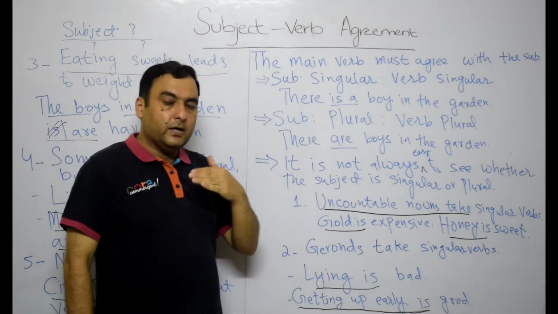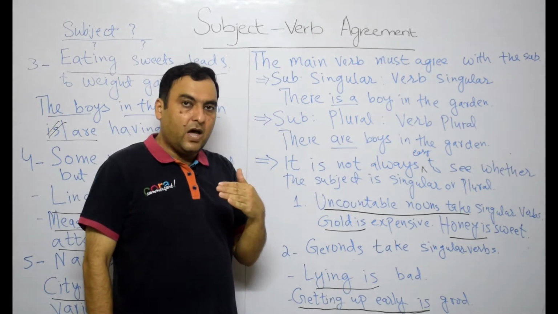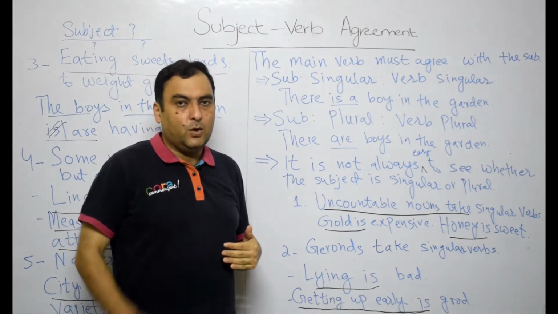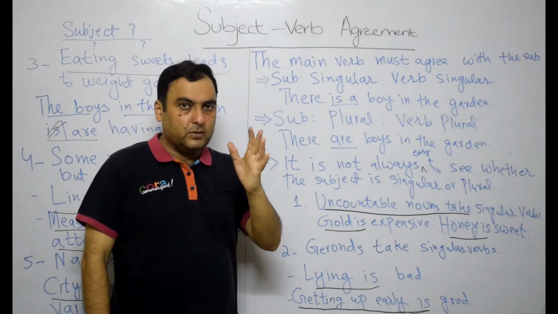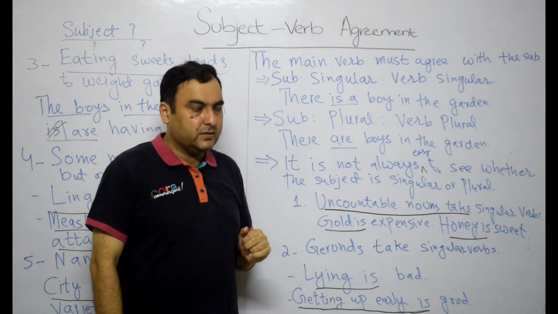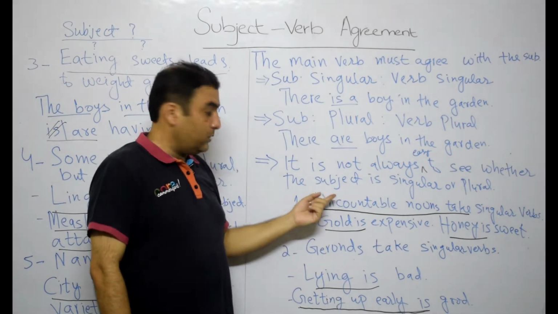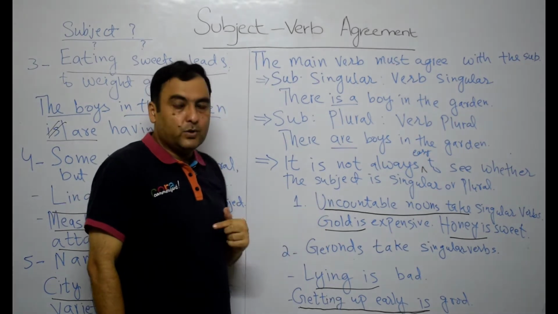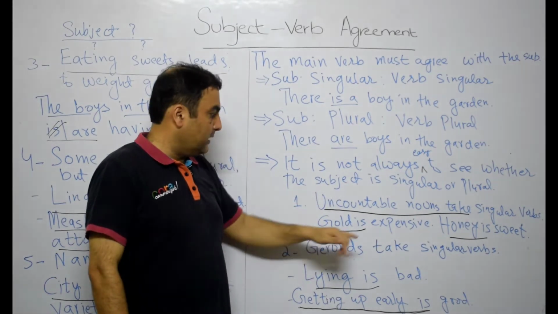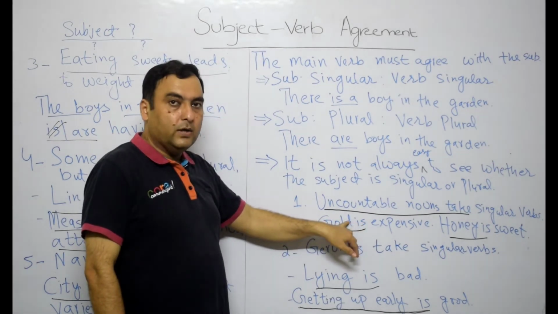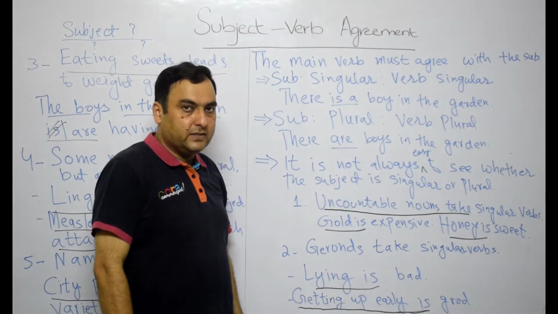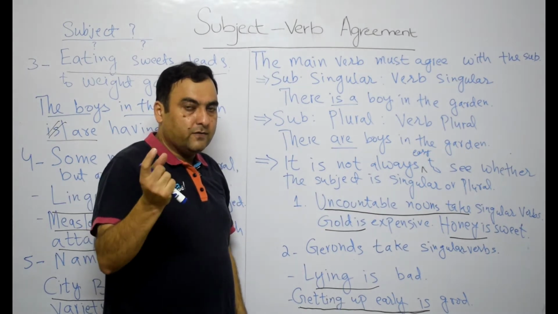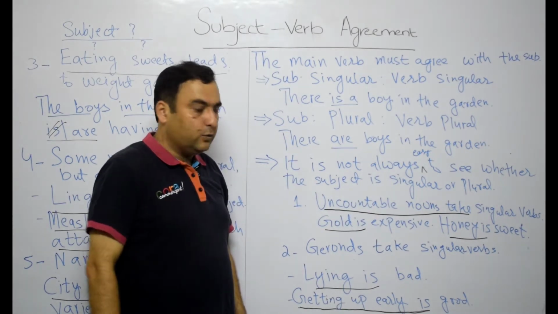But sometimes we have trickier situations when it comes to subject-verb agreement in English. So we're going to talk about these 5 tricky situations today. The first one is, what about uncountable nouns? For example, the word gold is uncountable, honey is uncountable, grammatically speaking. So what about the verb with these nouns?